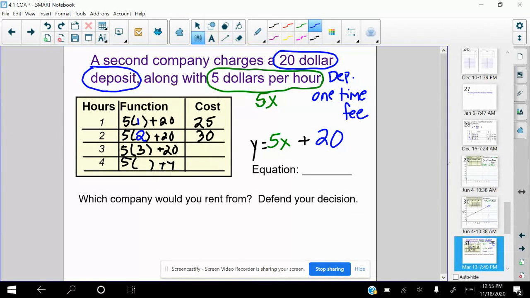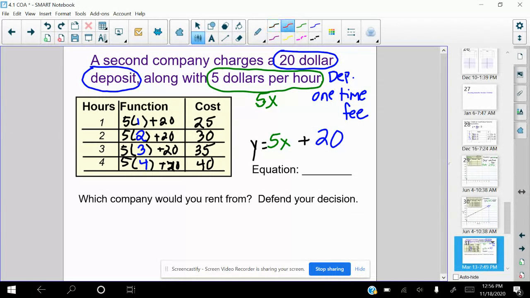Oh, that should have been in blue. Let me go back. Nope. Come on now. That's better. Well, 5 times 3 is 15, plus 20 is 35. And we have the 4 hour mark. So 5 times 4 is 20, plus 20 is going to be 40. So at 4 hours it is going to cost $40.